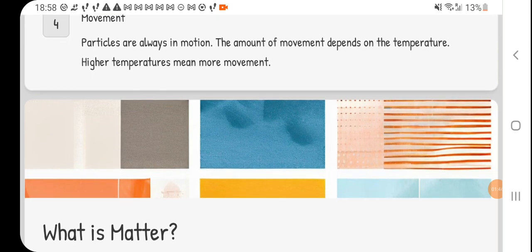Movement. Particles are always in motion. The amount of movement depends on the temperature. Higher temperatures mean more movement.